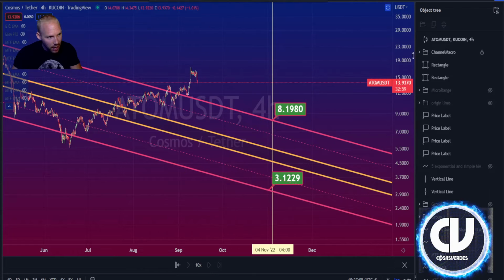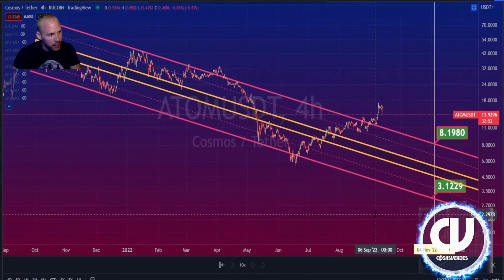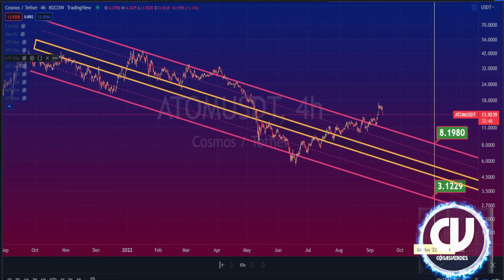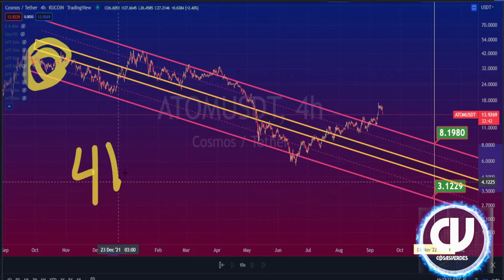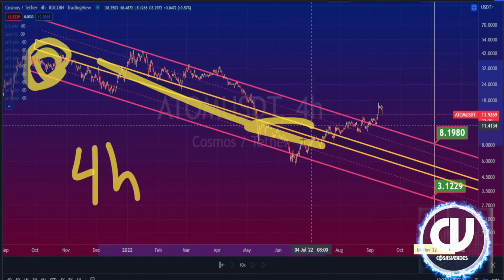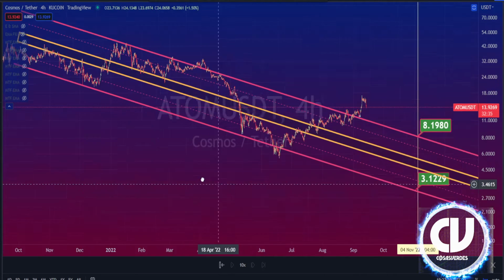All right, but for now, let me zoom out. In case you want to draw that channel and put it in an object tree and make it disappear until you need it, I'm going to make myself small or invisible, Harry Potter cloak. So this goes back to October here, late October. And I'm on the 4-hour chart if you want to try making this same channel.